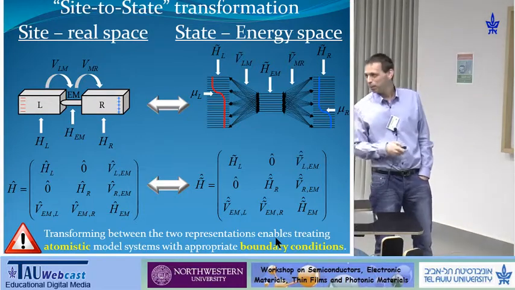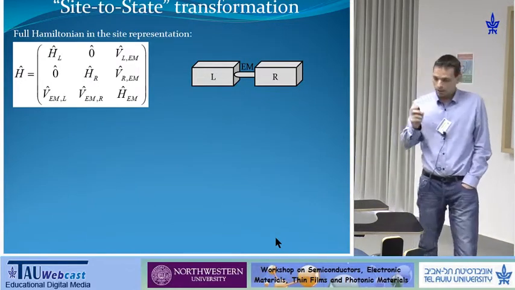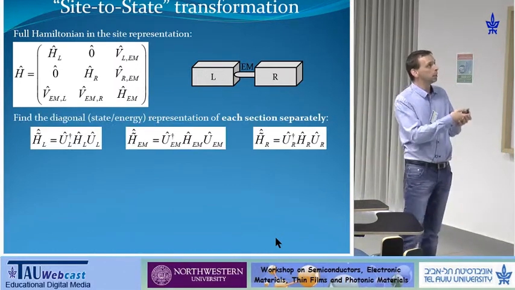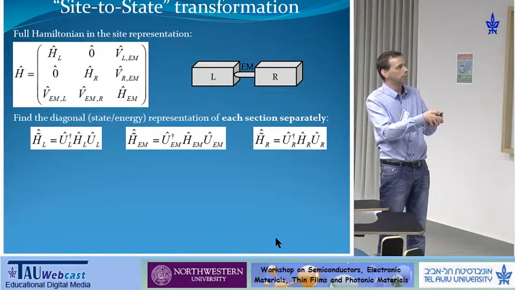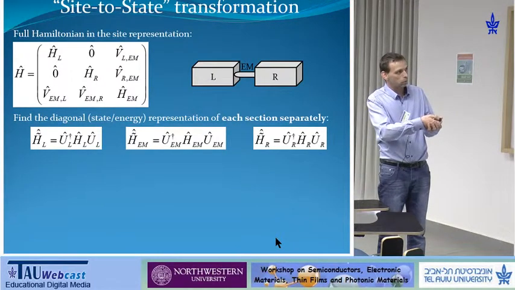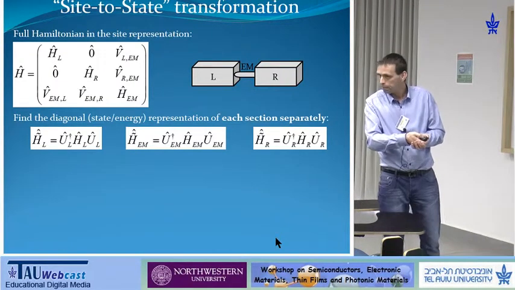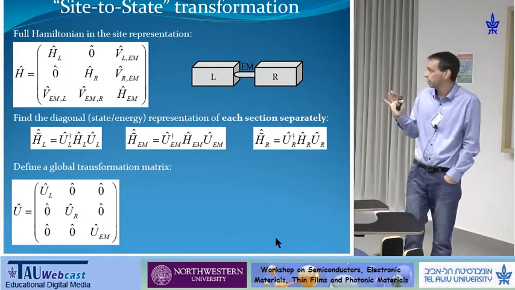Okay, so now let's see how we can have those two cakes. This is what we do. So this is our Hamiltonian representation in real space. What we do now is we separately diagonalize the blocks of the left lead, the right lead, and the extended molecule. So this is a sub-block, and now this is diagonal with the eigenstates of the left lead on its diagonal. Then we diagonalize the central part, so the molecule, and we diagonalize the right part, which is the right lead. Okay, and now we build a global transformation matrix, which is block diagonal, just like that.